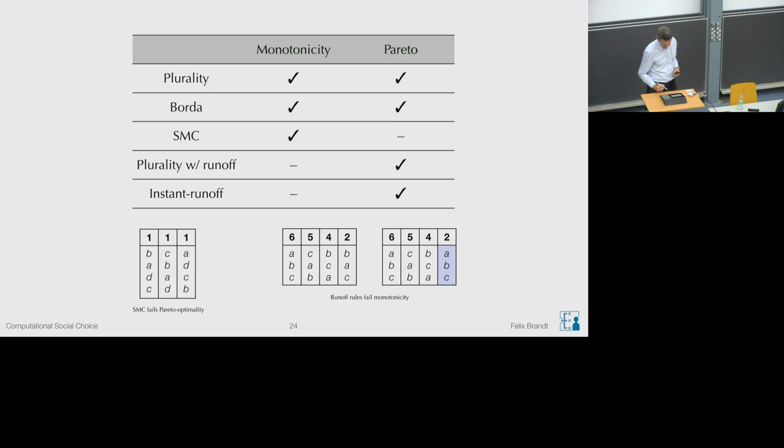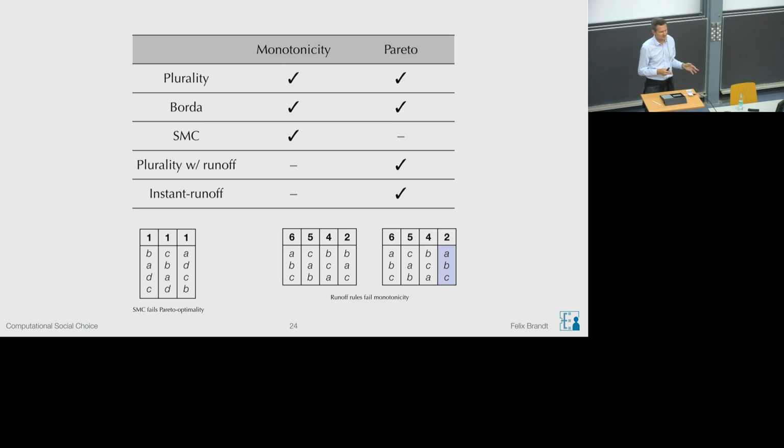So this completes this simple axiomatic analysis of 5 rules and only 2 properties, and 2 particularly simple properties, but it already shows that some of the rules that seemed very innocent and like they would probably satisfy all reasonable properties, surprisingly violate things like monotonicity or even Pareto optimality.